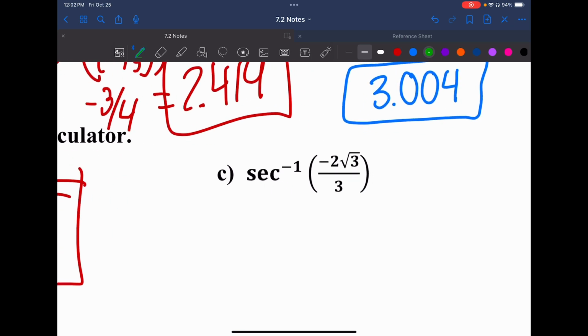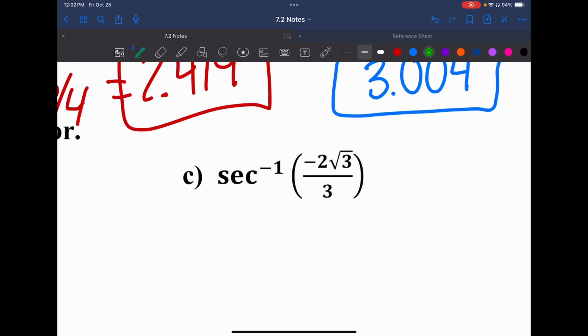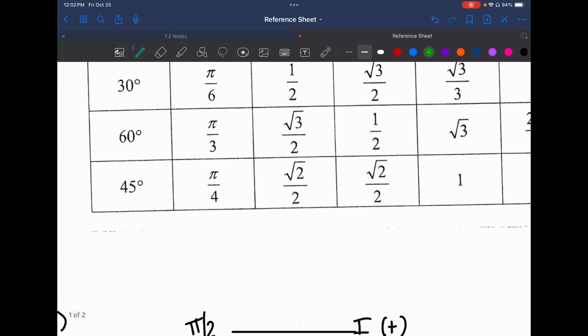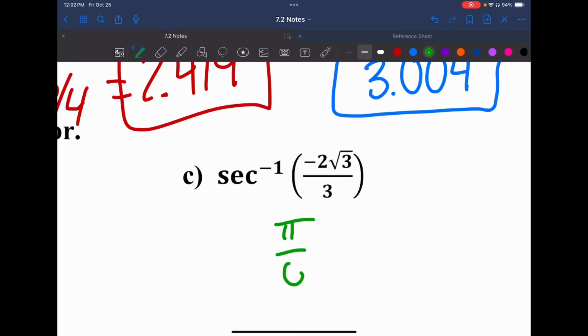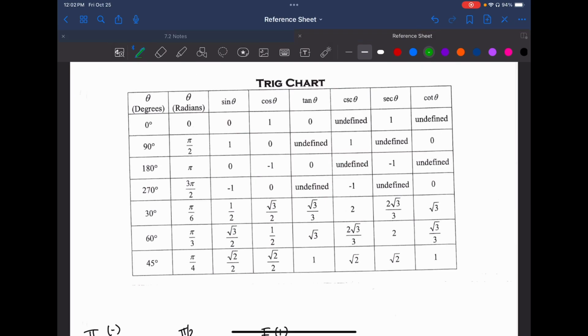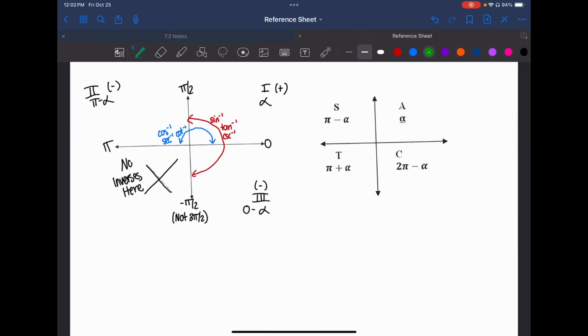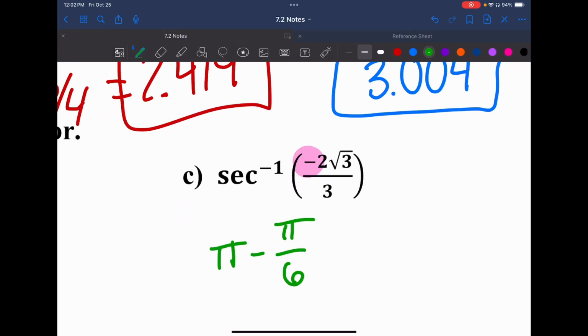And last but not least, we have our inverse secant of 2 square root of 3 over 3. So secant 2 square root of 3 over 3 is at pi over 6. But because it's negative, we've got to go look back at our subtraction. So secant is here, so our negative goes here for pi minus. So pi minus pi over 6, remember that's like 6 over 6, so we get 5 pi over 6.